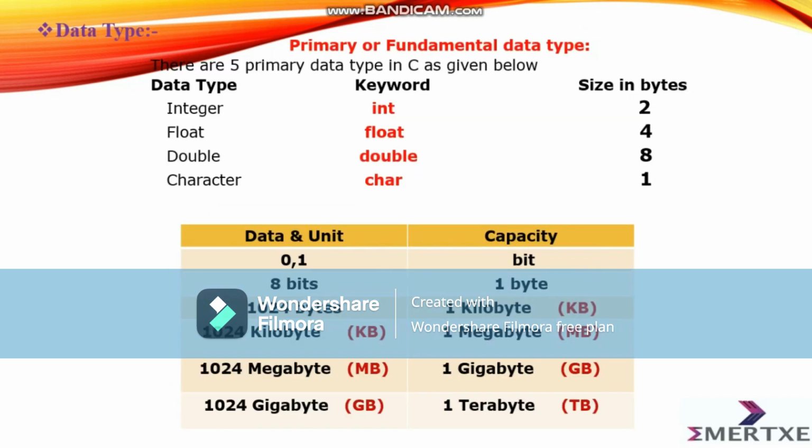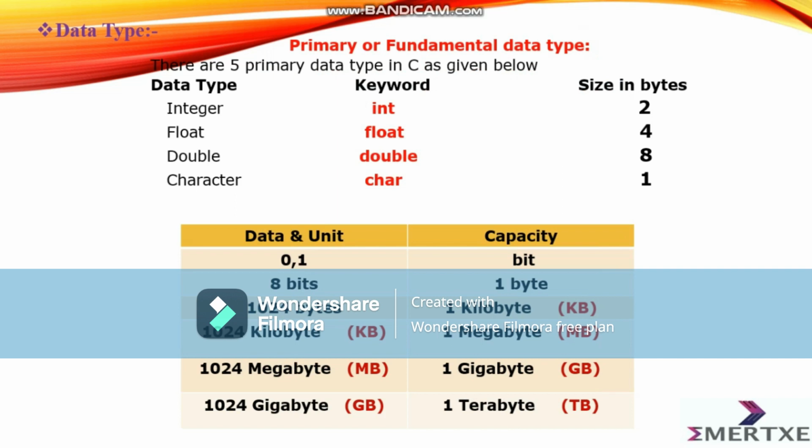Next is data type. The primary or fundamental data types. There are five different data types in C language, given below with data type, keyword, and size in bytes. First data type is integer. Keyword is int and size in bytes is 2. Second one is float. Keyword is float. Next data type is double. Keyword is double. The fourth is character. Keyword is char.